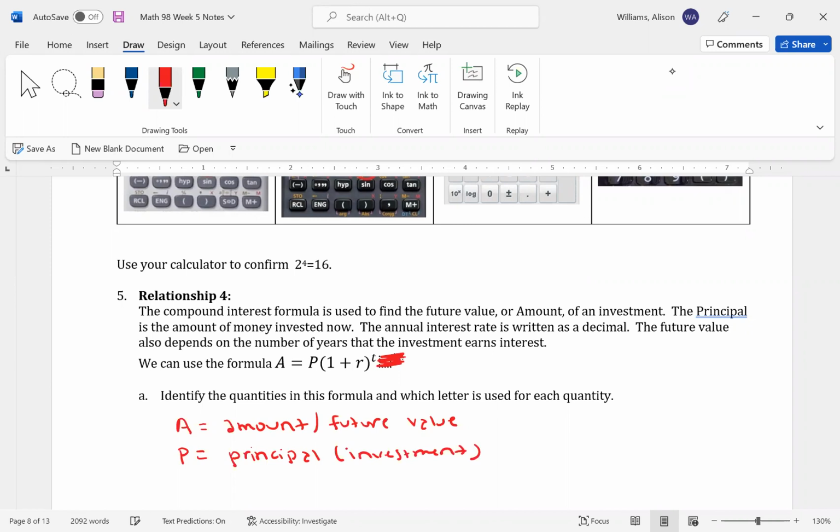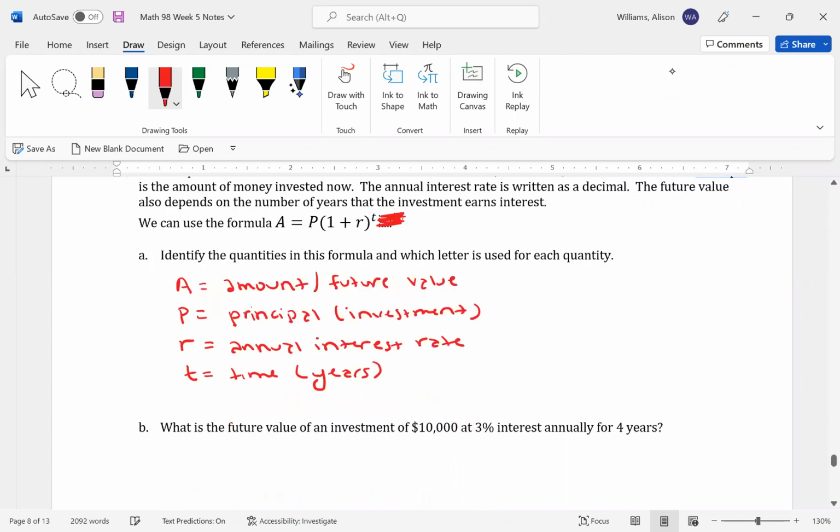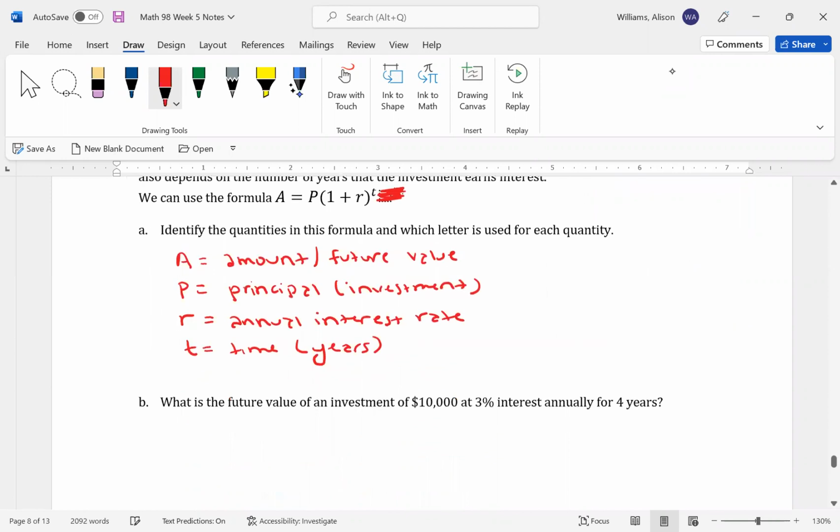Annual interest rate is written as a decimal. I bet that's R, annual interest rate. And future value depends on number of years. So there's time, T, time in years.